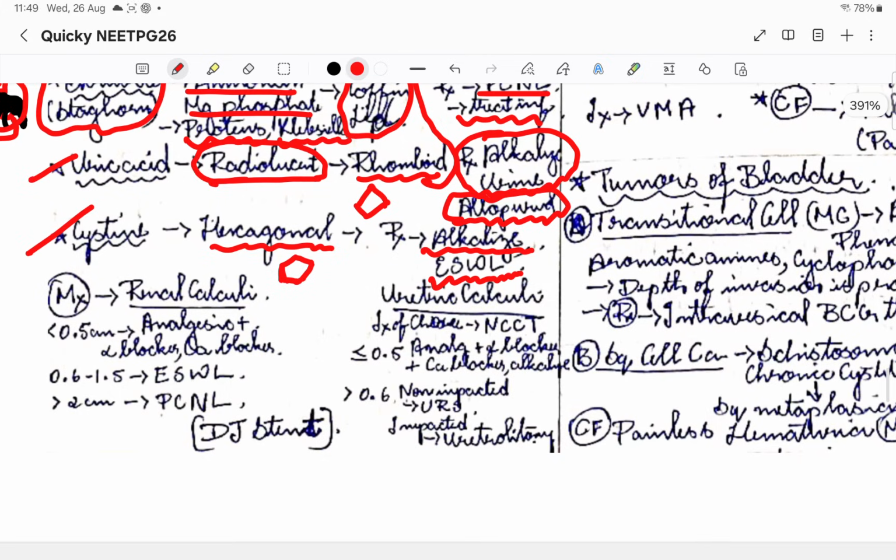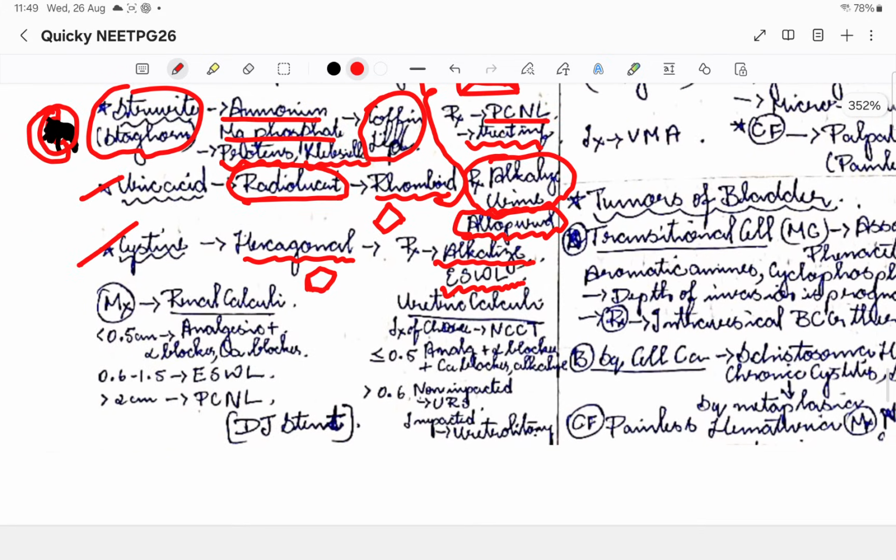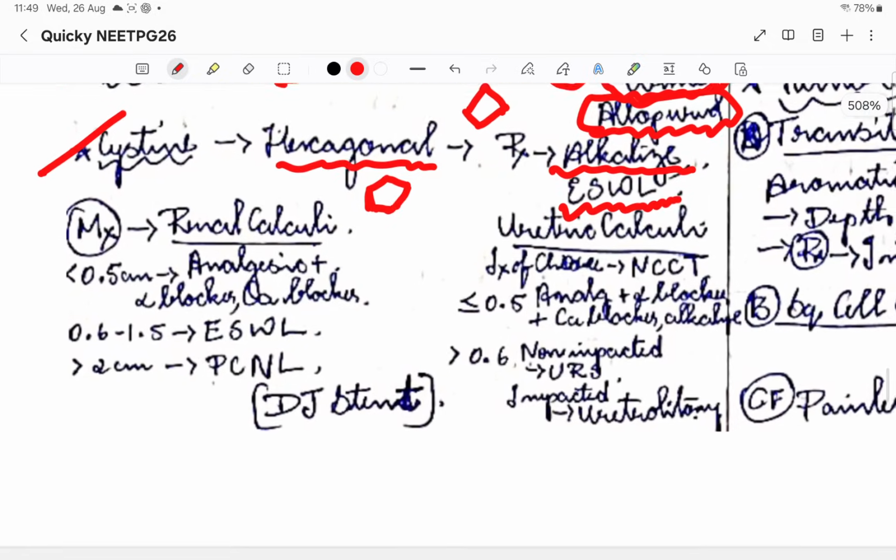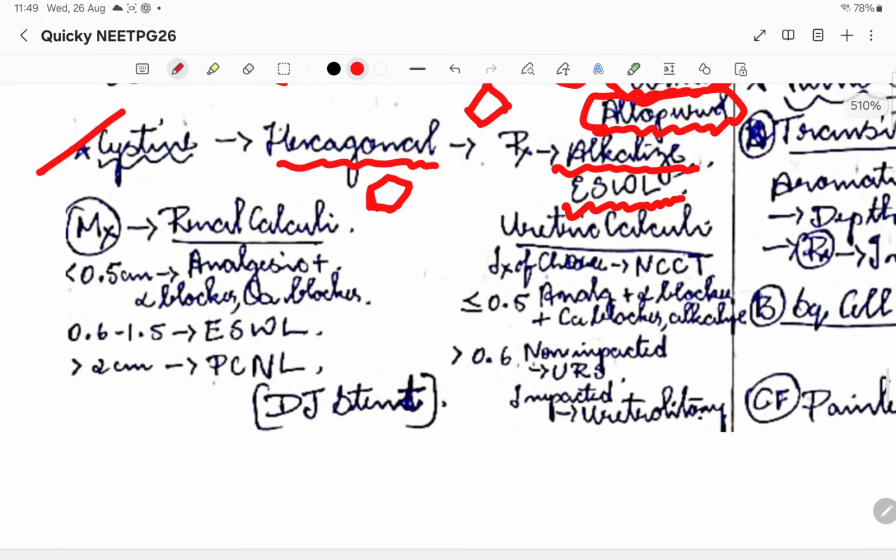Now let us see the specific managements with respect to renal calculi and ureteric calculi. Suppose the stone is in the kidney, how do we manage, and how do we manage a ureteric calculus. For renal calculi, if it is less than 0.5 centimeter, we are going to give an analgesic for the pain, and we'll give an alpha blocker and calcium channel blocker. This will basically relax the ureter and let the stone pass through. So this is if it is less than 0.5.